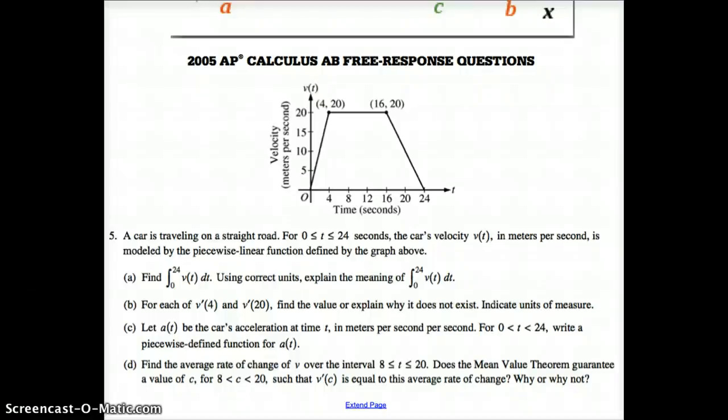But this one's from the 2005 free response, and it's got some stuff in it you should know how to do, so it's worth looking at. They are tracking over time the velocity of something. It doesn't even really matter what it is, but this is a time velocity graph, which you're used to seeing in physics. This first question we don't know how to answer yet, but I'm going to kind of tell you what it means.